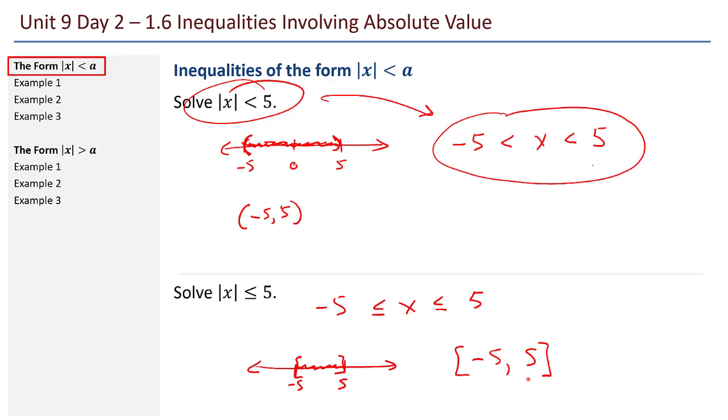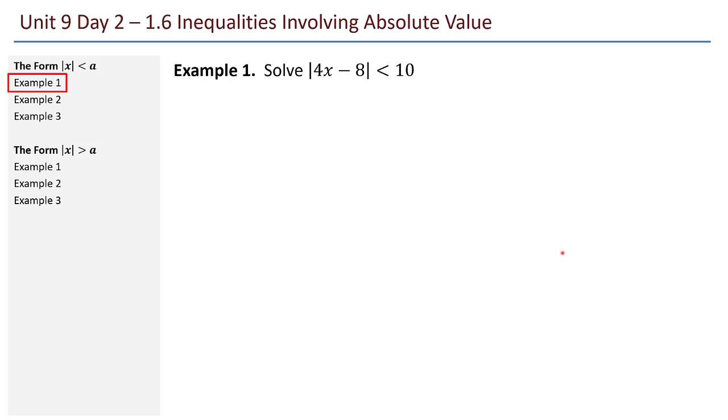All right, let's look at some more interesting examples. Solve the absolute value of 4x minus 8 is less than 10. So 4x minus 8, I drop the absolute values, it goes in the middle, and on either side I put the positive and the negative parts of the number. So 10 goes on the right, negative 10 goes on the left. And now I just solve the inequality.